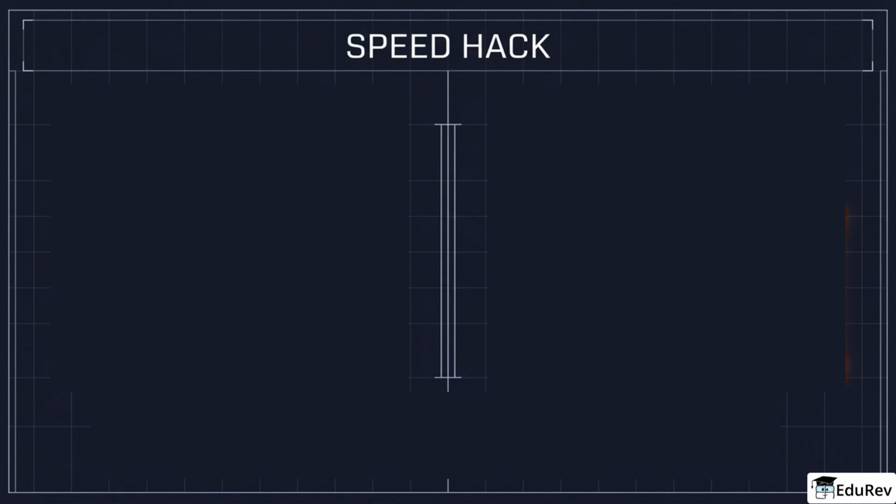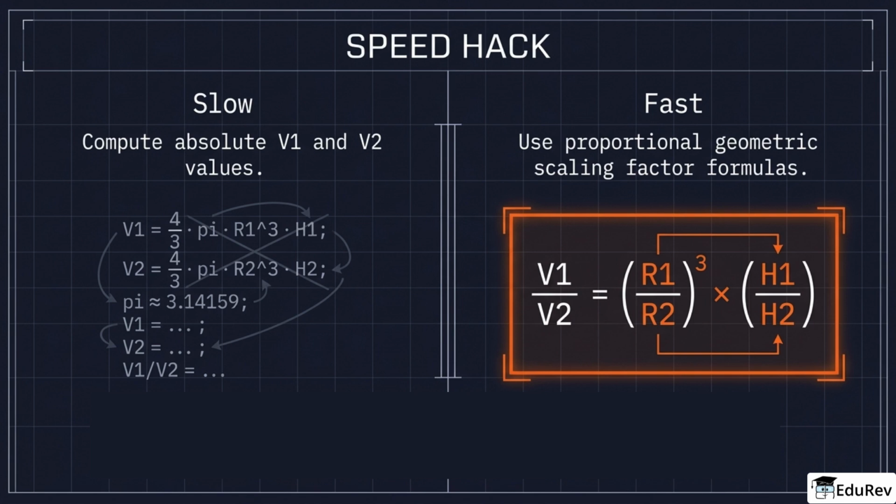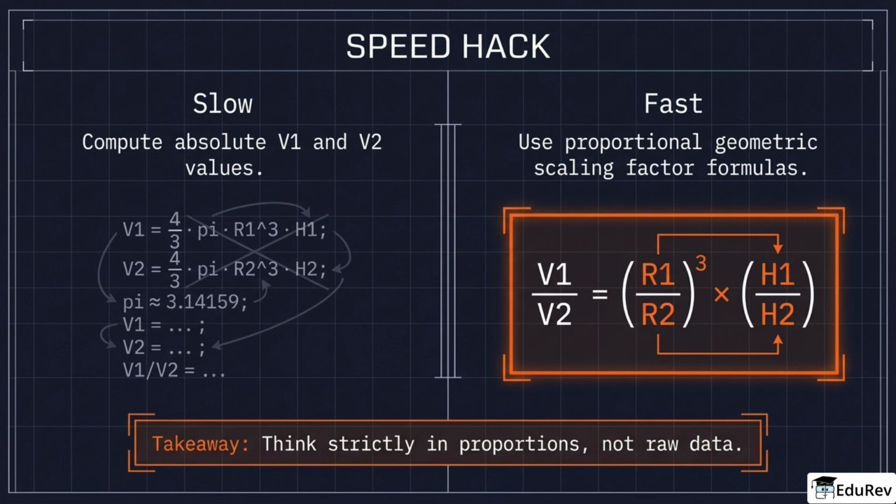The speed hack is all about replacing brute force with proportional thinking. Rather than calculating two separate absolute volumes, use the ratio formula directly and let the geometry do the work. That is especially useful when the question gives you two similar solids with different radii and heights. The takeaway is straightforward. In mensuration, raw data is slower than structure. So always look for the structural shortcut first.